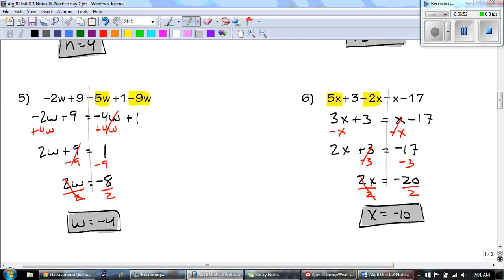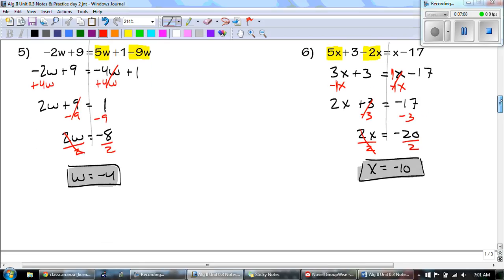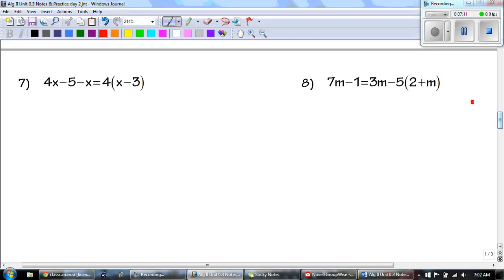Okay, so we got 3x plus 3 equals x minus 17. Remember, when we're subtracting the x from the right side, that is a 1x. 3 minus 1 is 2. Okay, and then subtract the 3, divide by 2. Yay! Parentheses. That means we get to, yeah, distribute.